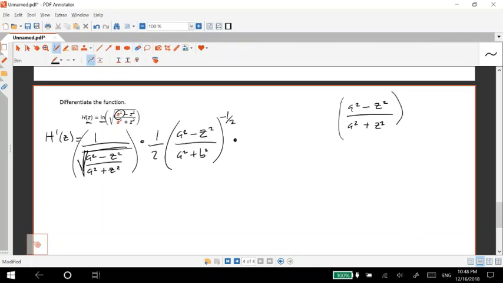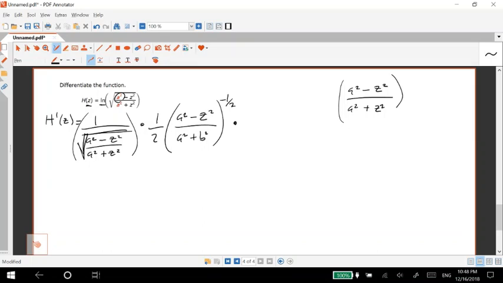And unfortunately, there's no way around this really. We're going to have to use some quotient rules. So in case you don't remember what that is, it's f prime g minus f g prime over g squared, where f is your numerator and g is your denominator. So that stinks, but it is what it is. So let's look at our f prime, where f is the numerator. So since a is a constant, a squared is still just a constant. So that goes away. So the derivative of the numerator is going to be negative 2z.